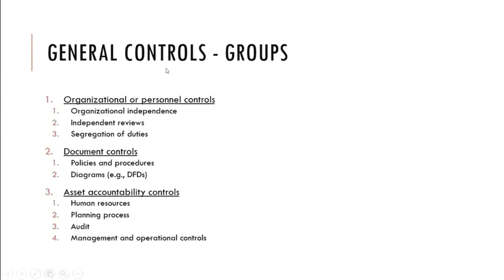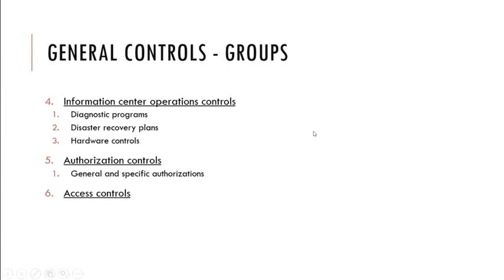So, examples of general controls as a group, we have organizational or personnel controls. You have organizational independence, independent review, segregation of duties. Okay. So later, what I will discuss in detail are those 5 major groups that are included in the AICPA manual. Ato lang na siyang pagian. And then document controls, we have policies and procedures, diagrams, for example, your data flow diagrams. Then asset accountability controls, we have human resources, planning process, audit, management, and operational controls. We have information center operations controls. We have the diagnostic programs, disaster recovery plans, hardware controls. We also have authorization controls and access controls.